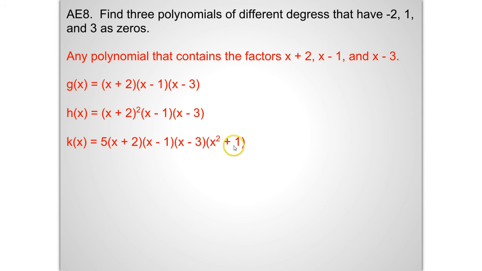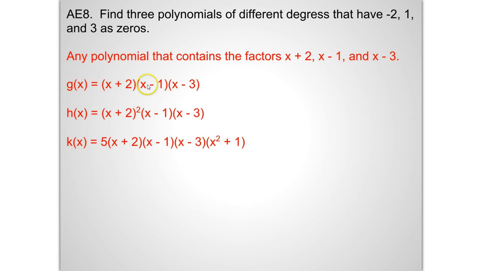And I added another factor, x squared plus 1, which doesn't have any additional zeros because x squared plus 1 has no zeros. You can't factor it. It would not cross the x-axis at any real value, because we're only looking at this first part of this chapter as real zeros. We're only looking for the actual real solutions. We're going to look at complex numbers later on. So this polynomial has degree 5 and the same zeros.